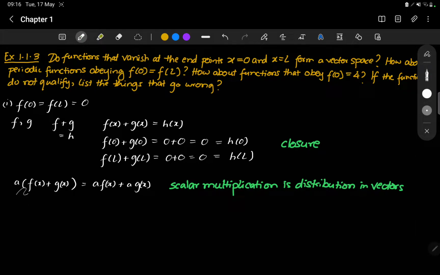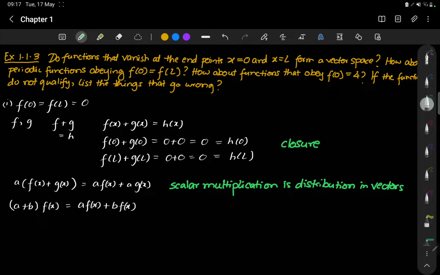Then the next axiom is about the distributive nature of scalar multiplication in the scalars, that is, a plus b times f of x is equal to a times f of x plus b times f of x. So scalar multiplication is distributive in scalars.